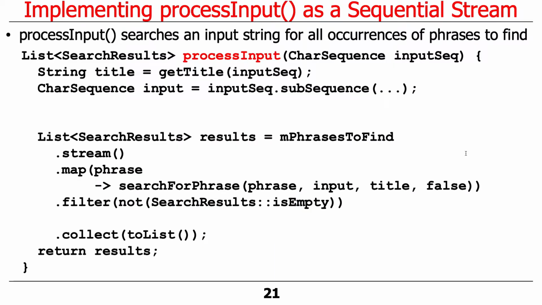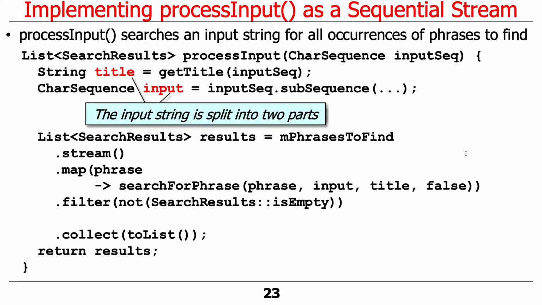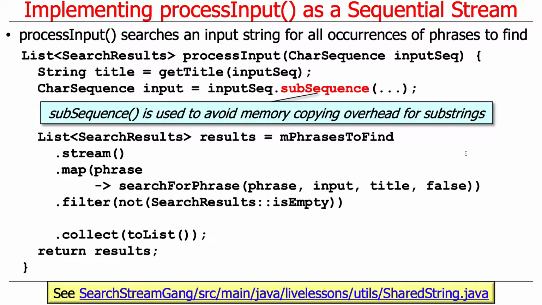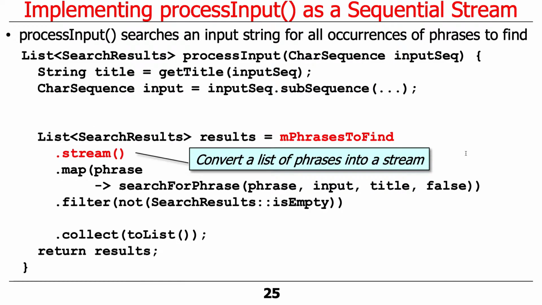Here's what the code looks like. At a high level, it looks very much like the object-oriented version, but the devil's in the details. We're going to take in an input sequence, split that up into a title and the input of the play itself, which again uses subSequence in order to be able to optimize and avoid extra data copies, which is cool. Now here's where things look quite different from the OO version. So we take phrases to find and we convert it into a stream. So we take the list of phrases, which are strings, and make a stream of strings. And again, we don't have to worry about initializing anything here. It's done for us automatically by collect, as we'll see in a second.